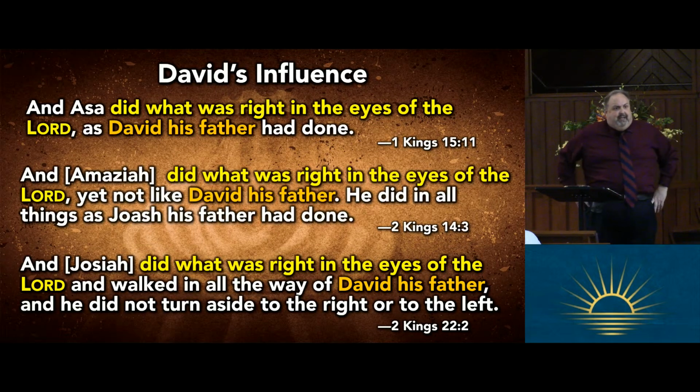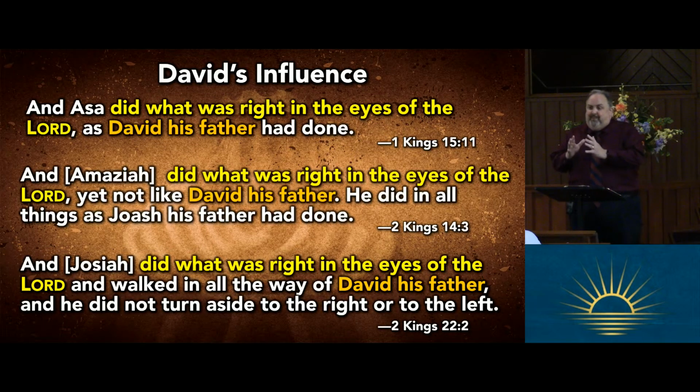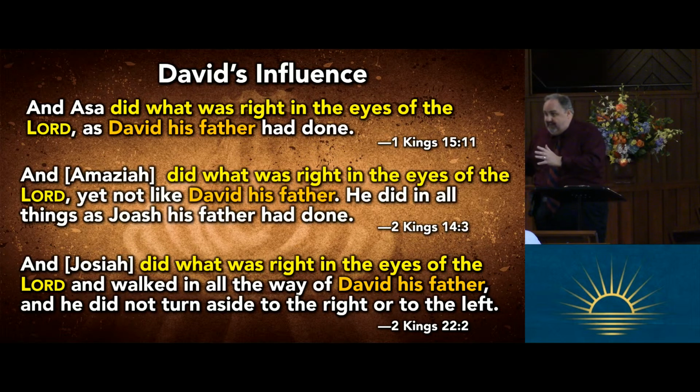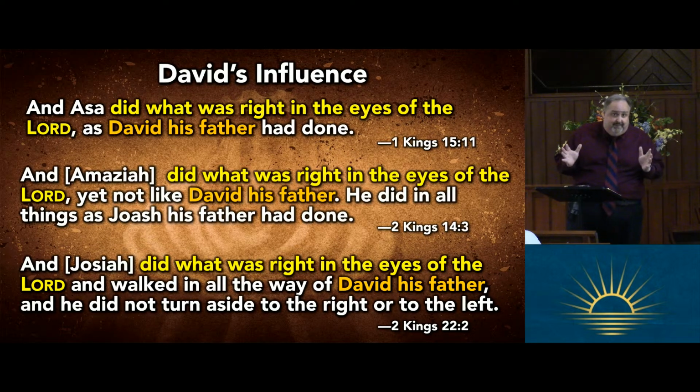What happened to Uzziah at the end of his life? Or I guess it wasn't the end of his life, but there was a point in time he became a leper. God struck him with leprosy. So does that tell you something about Uzziah? He wasn't all he was, and this is what this description is trying to get us to. Josiah, the last good king, Josiah did what was right in the eyes of the Lord. 2 Kings 22, verse 2, walked in the way of David his father, in all the way of David his father. Listen to this. He did not turn aside to the right or to the left.